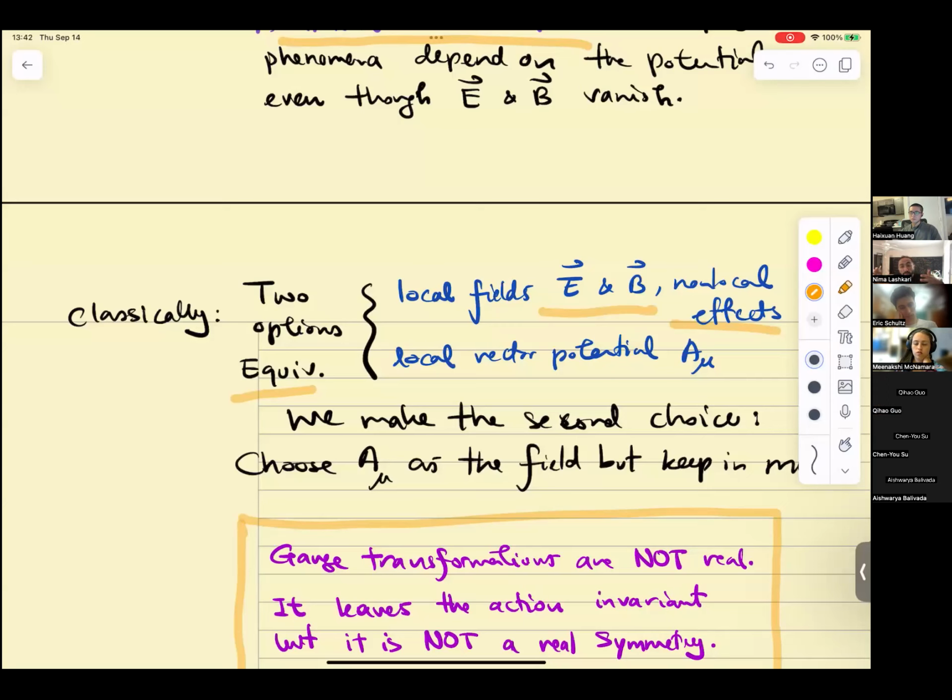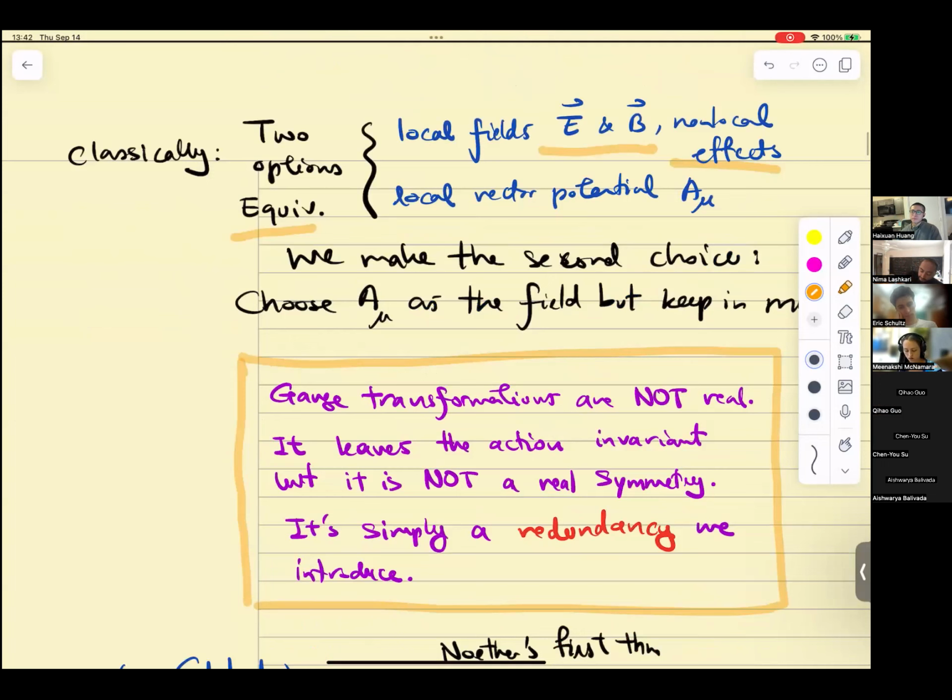This is the old perspective. I'll come back to this and I'll actually clarify this a little bit more when we discuss topology. But that's one perspective. It's legit. The other perspective, from the point of view of classical theory, is to just accept A mu, the vector potential, as your field degrees of freedom. However, keep in mind that there are a bunch of gauge transformations that are redundant. They're not real. They leave the action invariant, but it's not a real symmetry. It's simply a redundancy we've introduced because we want to insist on the locality. Formulated in terms of A mu, everything is local.